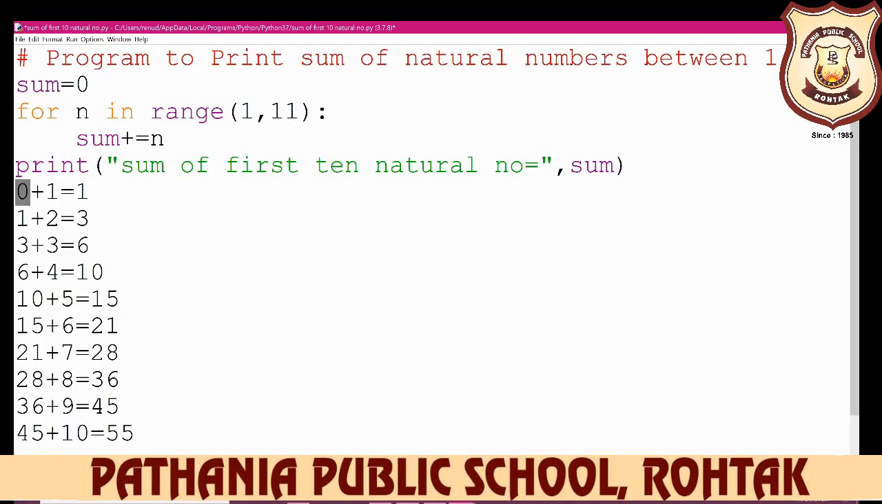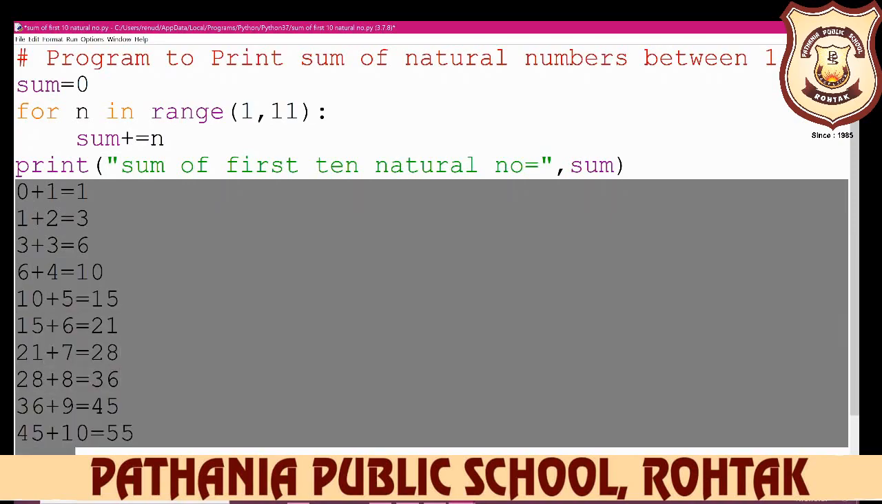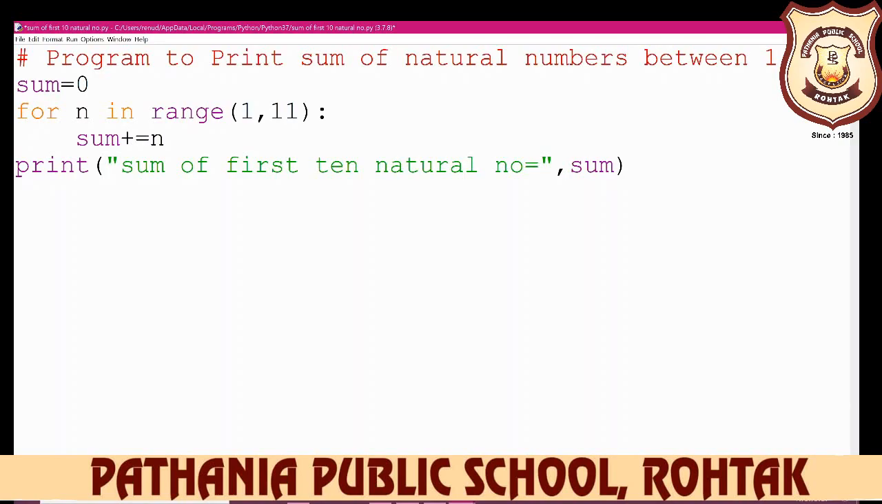First your sum is 0, and here you take n in range 1 to 11, meaning 1 to 10. So 1 2 3 4 5 6 7 8 9 10 are generated with the help of this line only, and then the sum of the first, then second number, then third number, then fourth number, like this. So this is the program for the sum of the first 10 natural numbers.